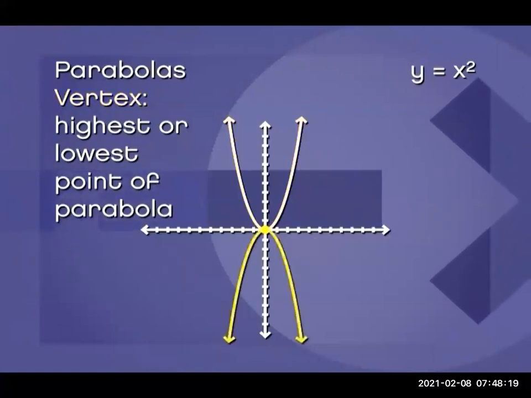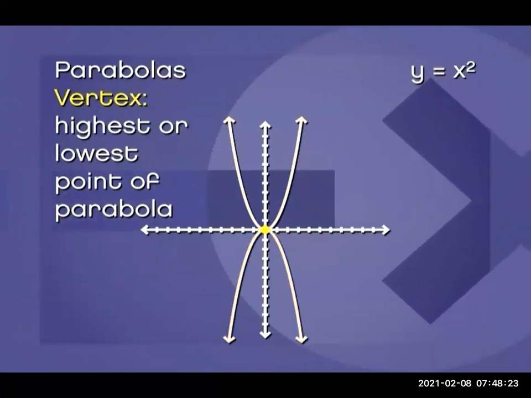Here's a parabola that points down. This is its vertex, the highest point.